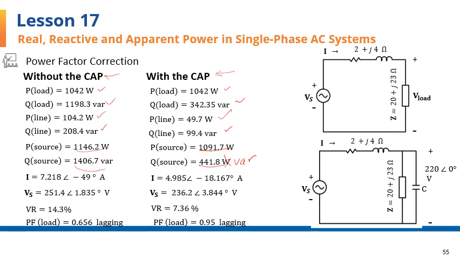And the current has gone down in magnitude from 7.218 to 4.985. The source voltage has also gone down from 251 to 236. Voltage regulation is cut almost in half from 14 to 7.4. And the power factor, of course, has gone up because that was the purpose of introducing that capacitor, to take it from 0.656 to 0.95.